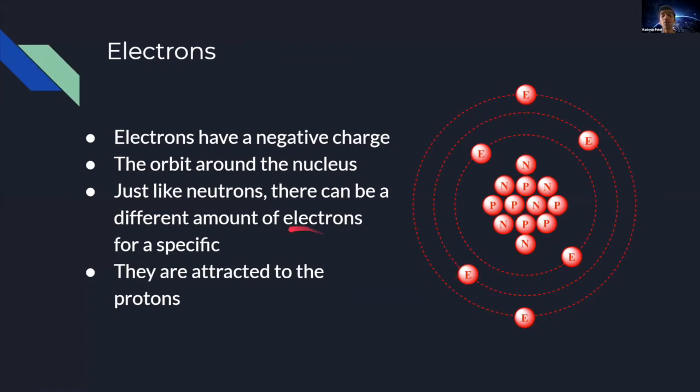And also, like neutrons, electrons can differ in amount. A carbon atom doesn't need to have 6 electrons. It can have 7 or 5. But a carbon atom must have 6 protons. That's a must.